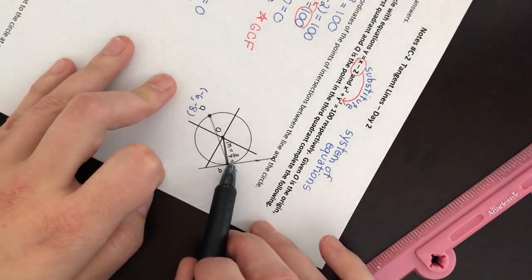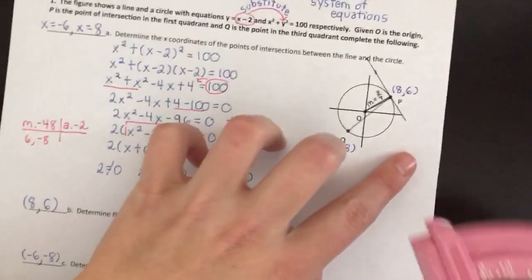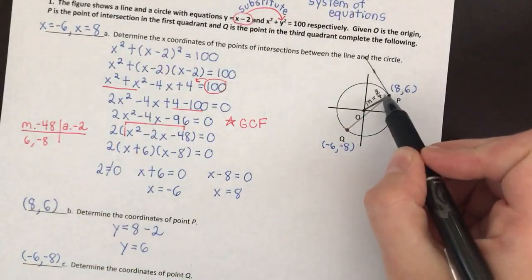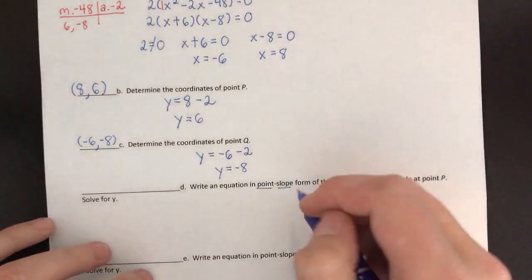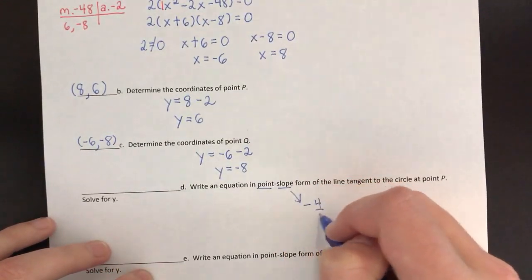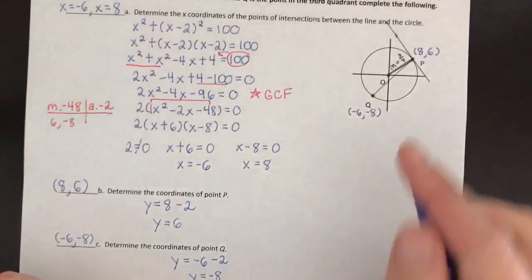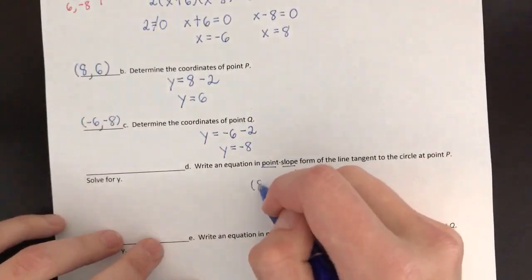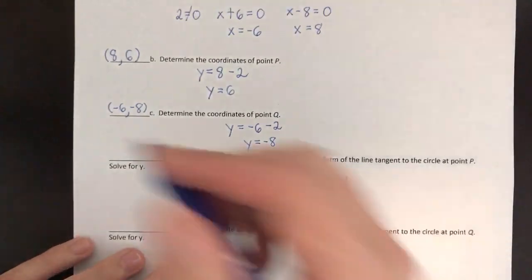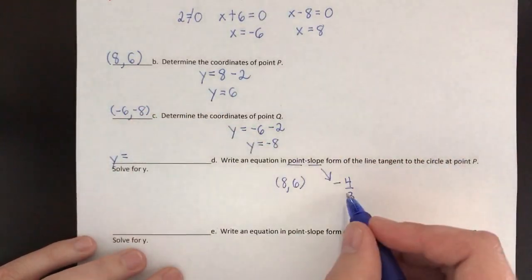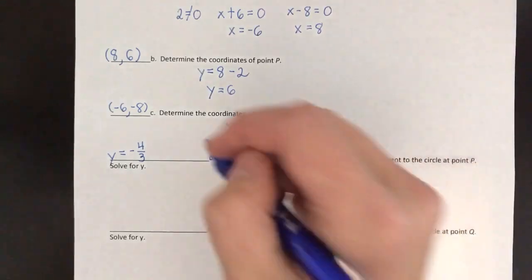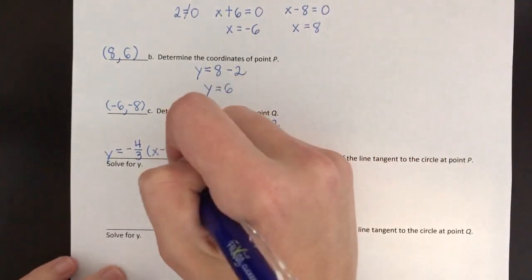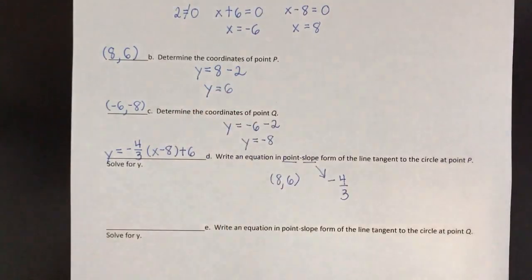So if it's perpendicular to the radius, this from O to P has a slope of 3/4. The opposite reciprocal of 3/4 would be -4/3. So therefore we know our slope is -4/3. We know our point. Our point is point P, (8, 6). So let's go ahead and plug into that point-slope form. y equals, the slope is -4/3, okay, and then x minus 8, and then plus 6.